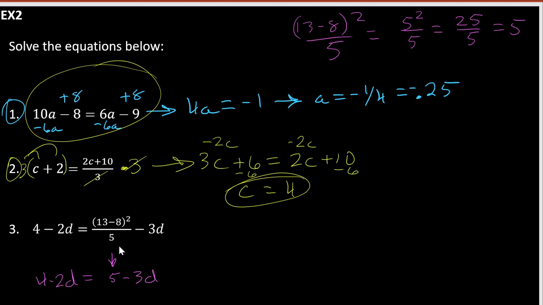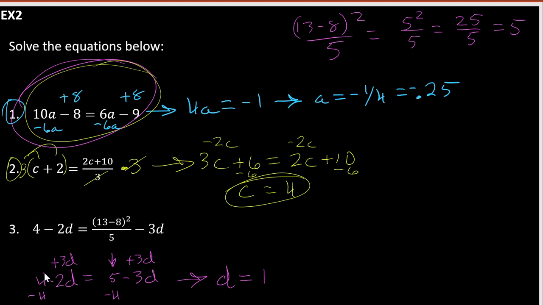Okay, and then same like I did over here, right? I want to get everything mixed and matched. Okay, so I'm going to do plus 3d, and I'm going to do minus 5. Oops, no, I'm not. I'm going to do minus 4 and minus 4. Okay, so what that's going to end up being is d is equal to 5 minus 4, which is 1.